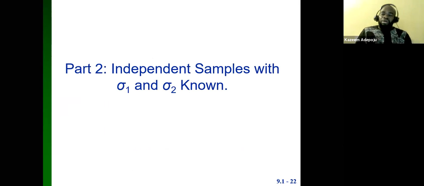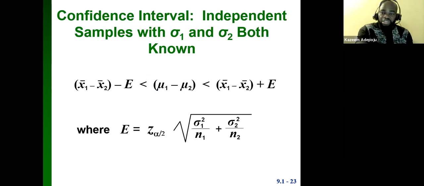So the next one that I want to talk about right now: how do we construct a confidence interval for the difference of means when the two standard deviations are known? The one we just did was for when the two standard deviations are unknown. So when they are known, how do we construct it? Therefore, the formula is going to change. Now take a look at what I have here.